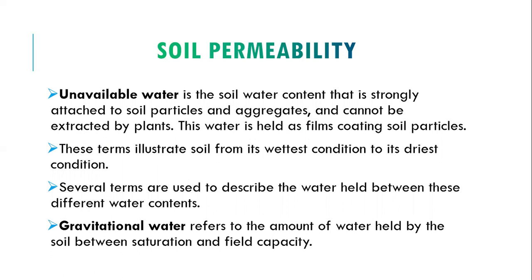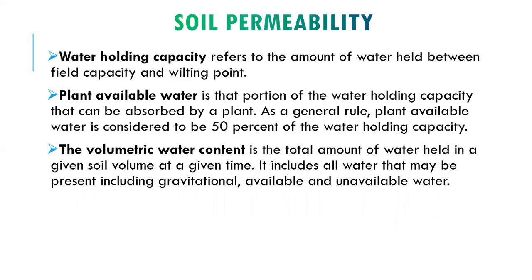Now, all these terms which we have seen above illustrate soil from its wettest condition to its driest condition. Several terms are also used to describe the water held between these different water contents. Starting with the first one, gravitational water refers to the amount of water that is held by the soil between saturation and field capacity. Water holding capacity refers to the amount of water held between field capacity and the wilting point.